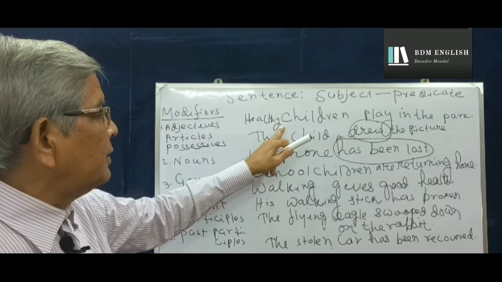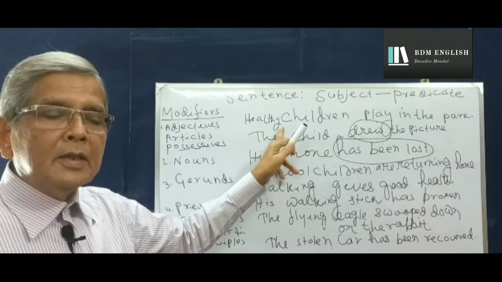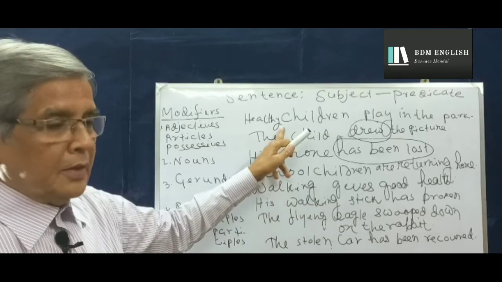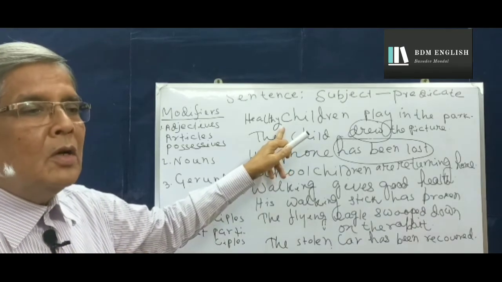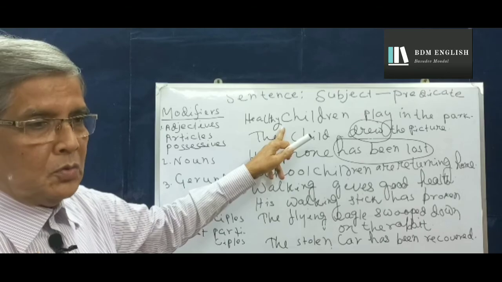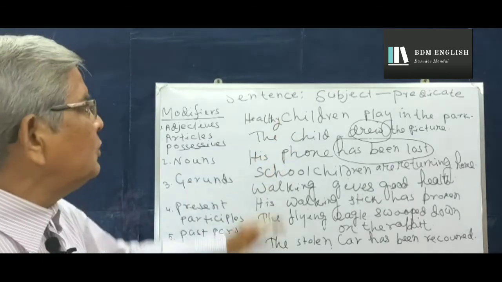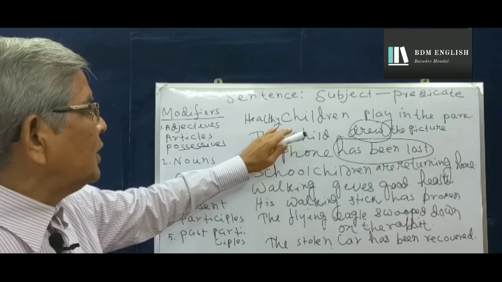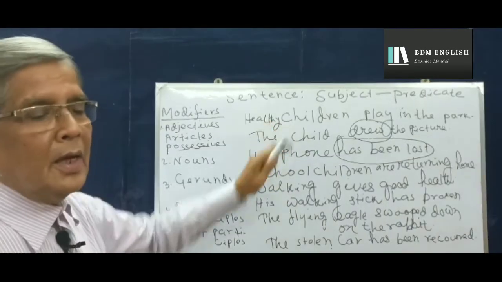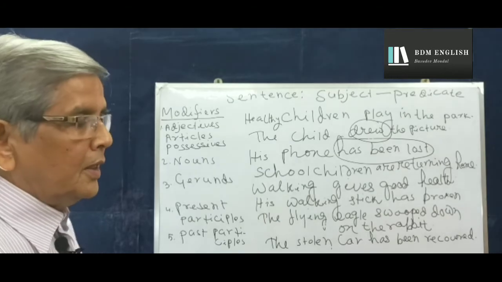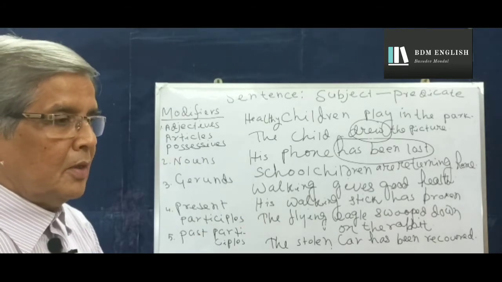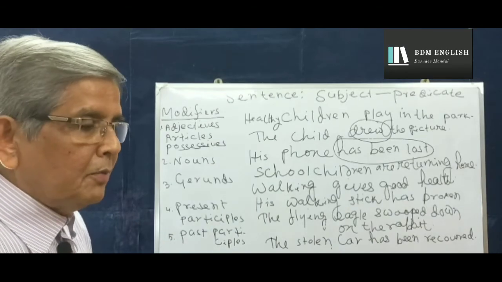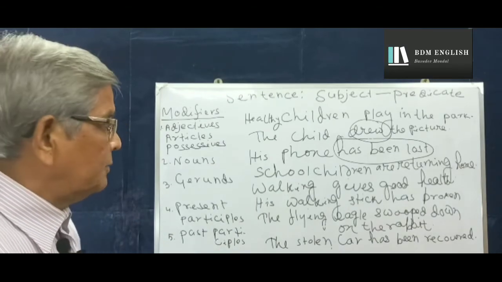Healthy children play in the park. They go to the park in the afternoon. They play there throughout the afternoon. They return home. The children return home when the evening falls. That is the pattern. First we use the noun, then in 2 or 3 sentences we use the relevant pronoun, and then we again use the noun. In this way we proceed and make a number of sentences to make a paragraph, to write an essay, etc.